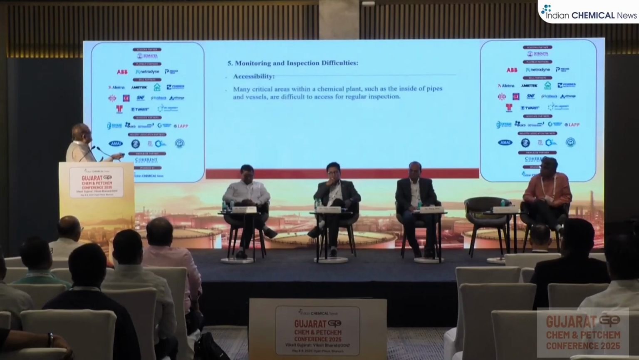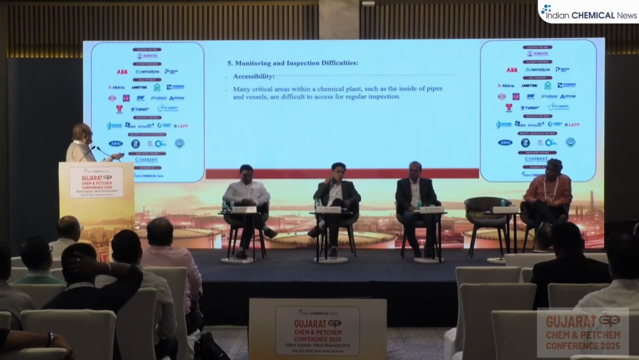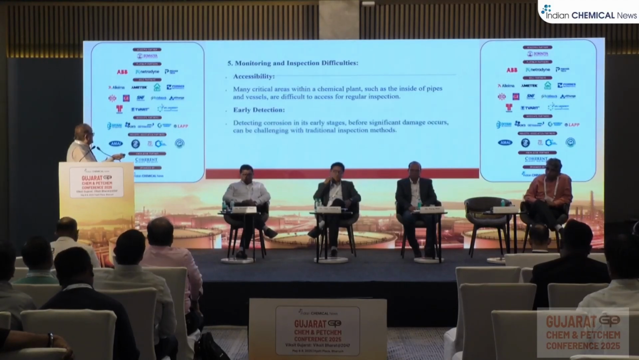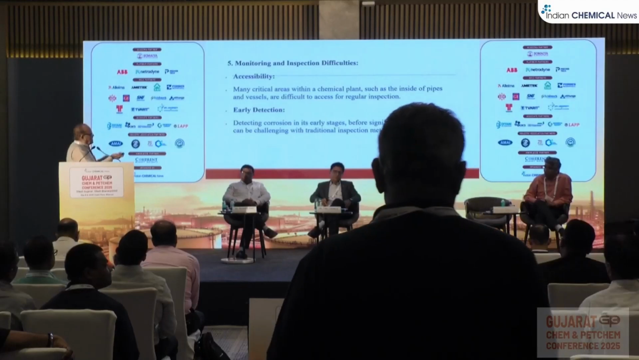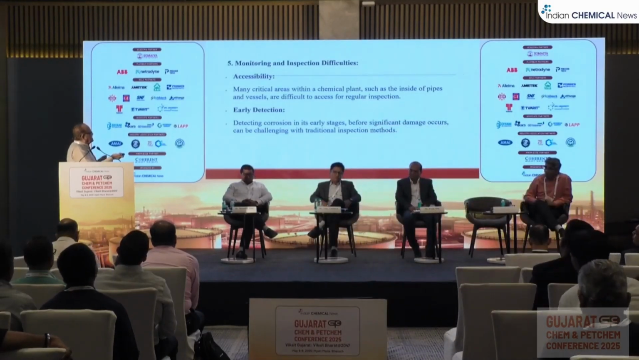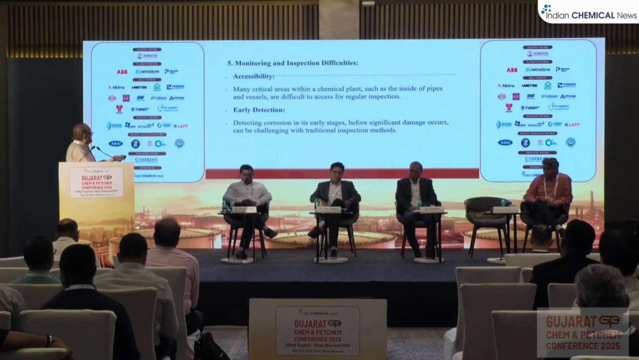Accessibility. Many critical areas within a chemical plant, such as the inside of pipes and vessels, are difficult to access for regular inspection. Early detection. Detecting corrosion in its early stages. Earlier we were talking about ppm, it is now ppt. Parts per trillion. Its early stages, before significant damage occurs, can be challenging with traditional inspection methods.